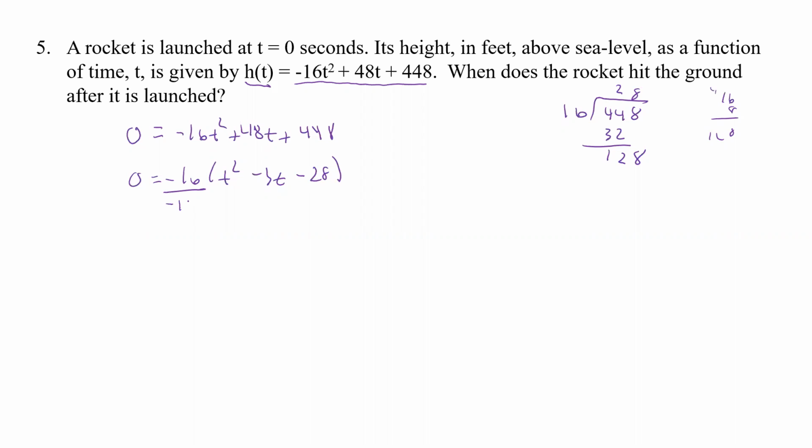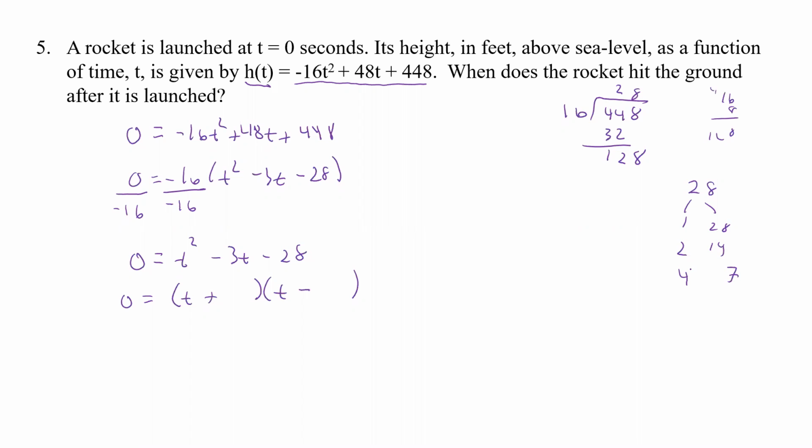So we can divide both sides by negative 16 to get rid of that prefix out here. And so 0 equals t squared minus 3t minus 28. All right, so we need two factors of 28 that, when we subtract them, give us 3 in the middle. 1 and 28, nope, that didn't work. 2 and 14, 14 minus 2 is not 3. 3 doesn't work. 4 and 7, that's 28. 7 minus 4 is 3, so that's what we need. And we need the larger one to be negative, the smaller one to be positive.